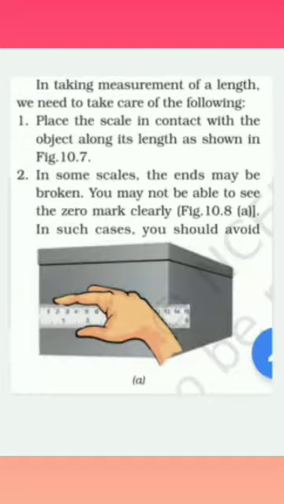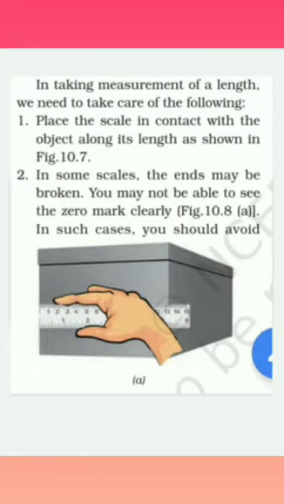So for taking measurement of length, we need to take care of the following. Look at this picture. Place the scale in contact with the object along its length, as shown in the pictures. You have to keep the scale like this to measure the length of the box.